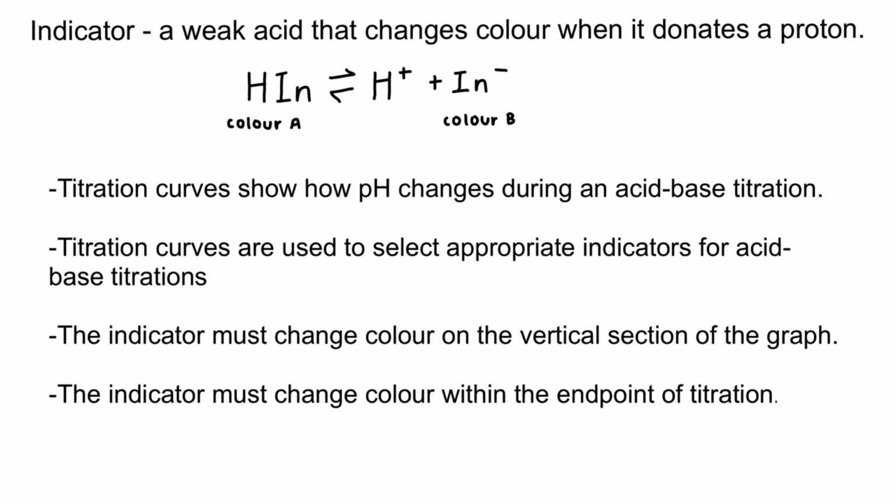Let's move on to indicators. An indicator is a weak acid that changes color when it donates a proton. We can draw a titration curve to show how pH changes during an acid-base titration. Titration curves are used to select appropriate indicators for acid-base titrations. The important point is that the indicator must change color on the vertical section of the graph. In other words, the indicator must change color within the endpoint of titration.